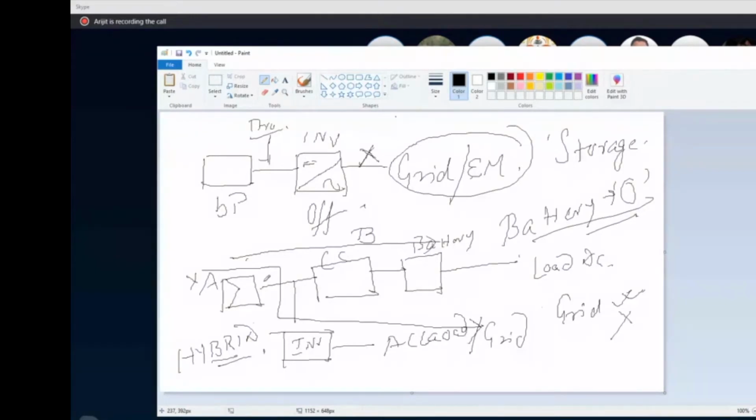What is the basic difference between off-grid and a hybrid system? The difference is, in case of off-grid, we are not connected to the grid. That's why the quantity of battery required is much more. In case of hybrid, the quantity of battery required is much less, only for the time when there is an electricity cut out.